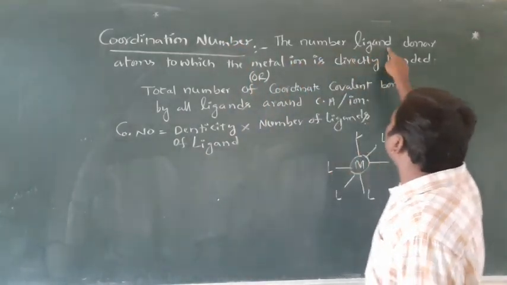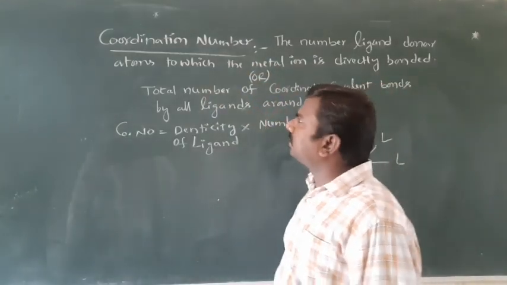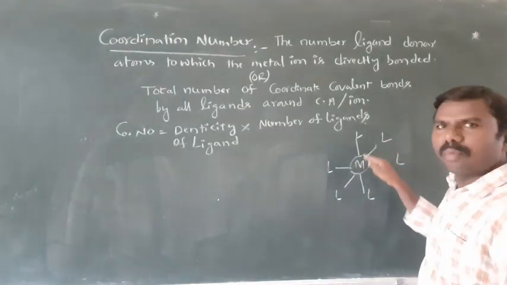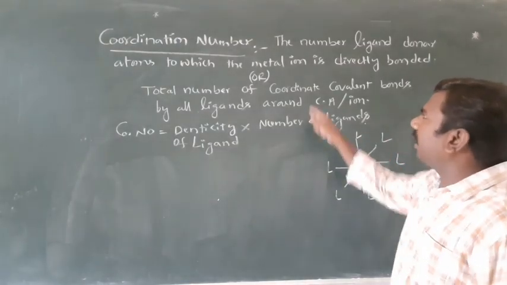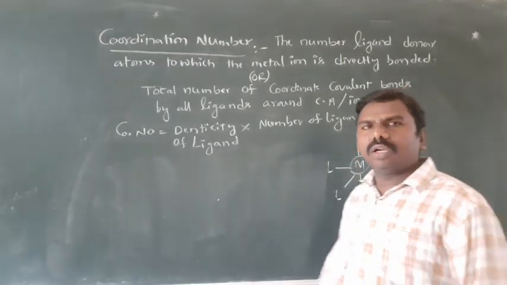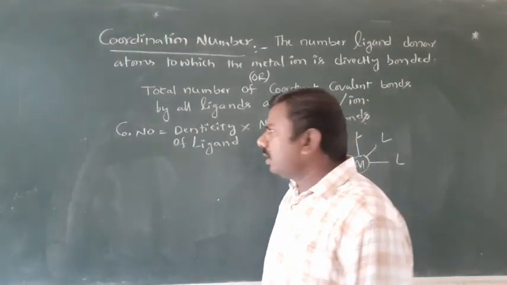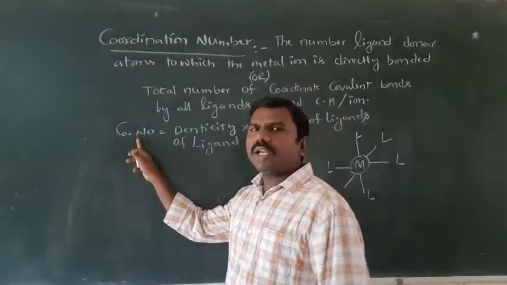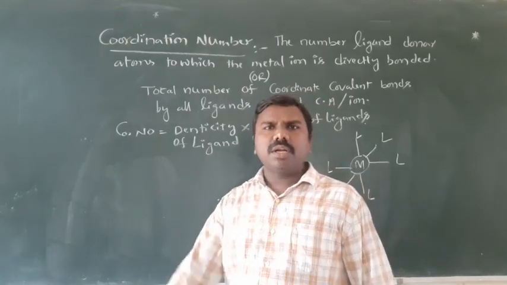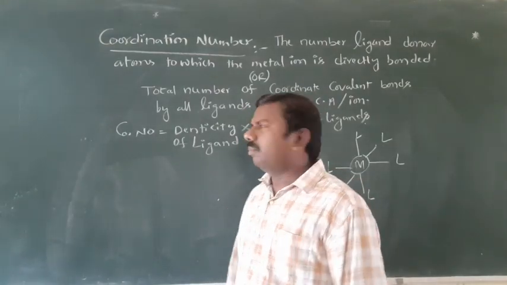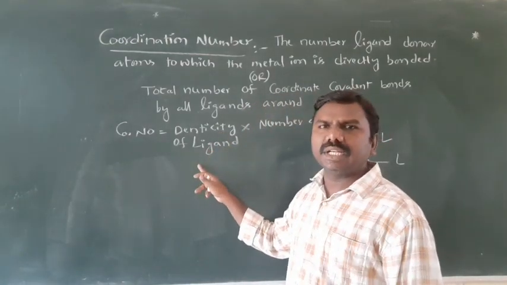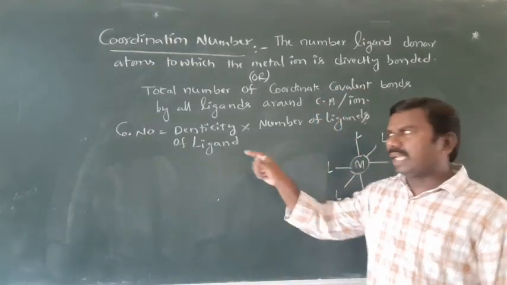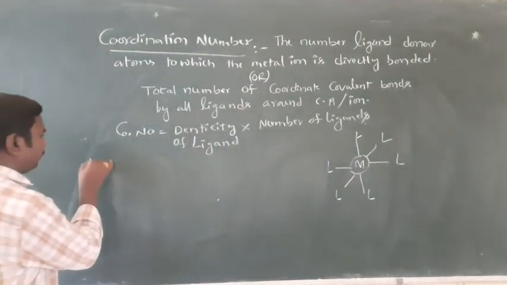Otherwise, it is the number of ligand donor atoms to which the metal ion is directly bonded. Simply remember, it is the total number of dative bonds around the metal atom. Coordination number you can easily measure by the denticity of a single ligand into the number of ligands. Examples we will observe now.